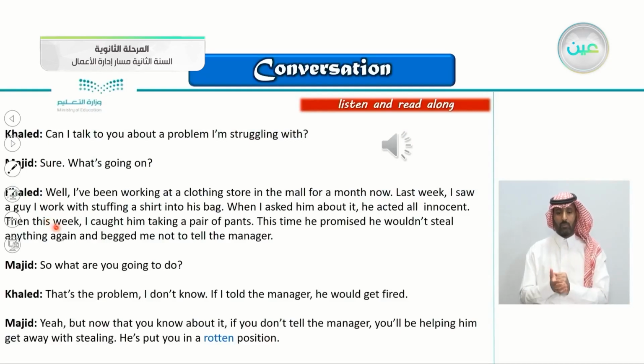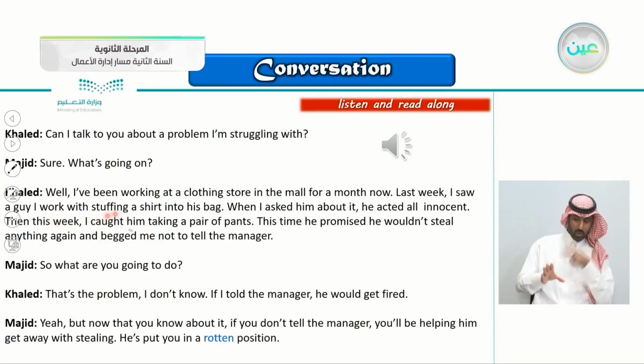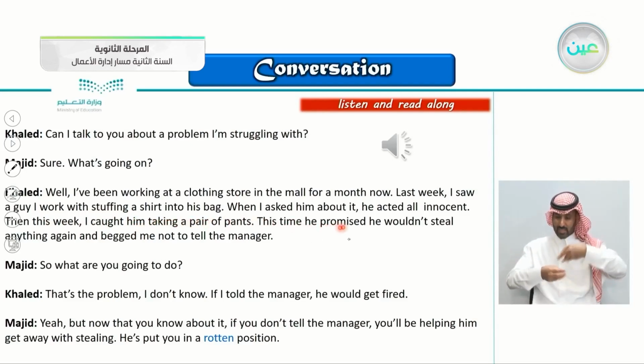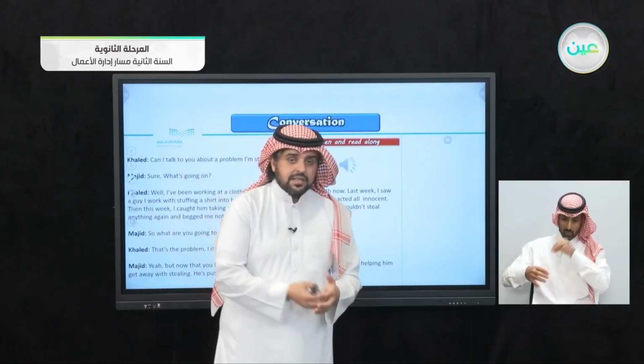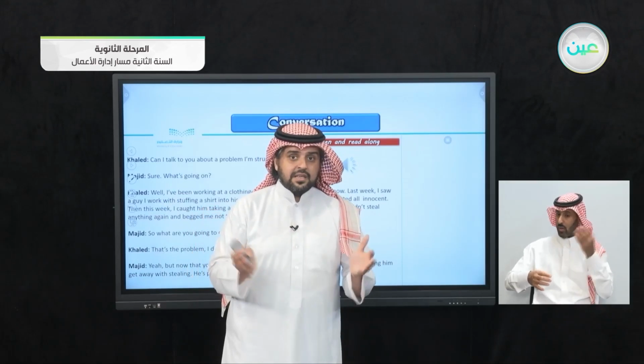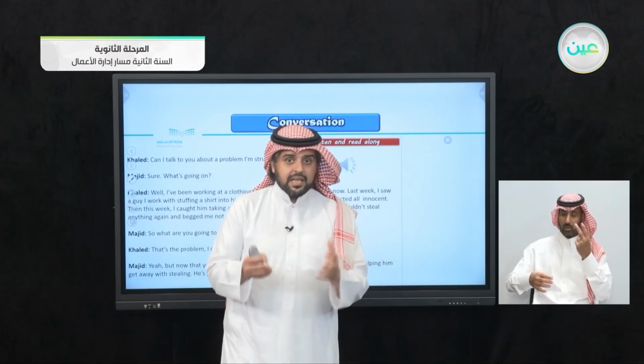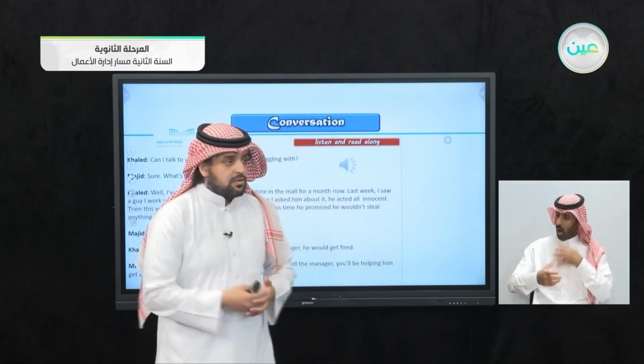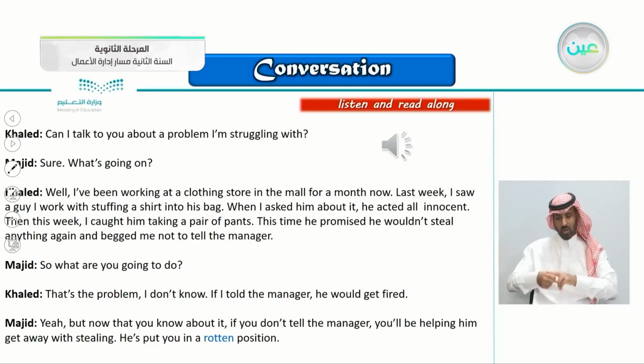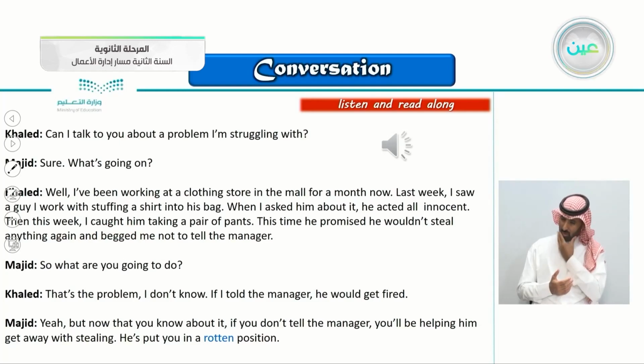This week, I caught him again for a second time, taking a pair of pants. This time, he promised he wouldn't steal. So he promised he wouldn't steal, which means that he confessed. Not like the first time, he acted innocent. The second time, he confessed and promised to not steal anything again, and begged me not to tell the manager.